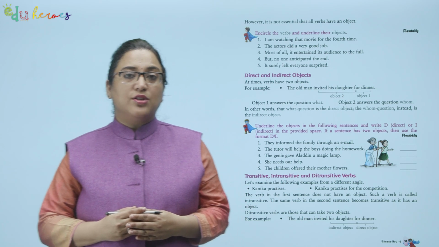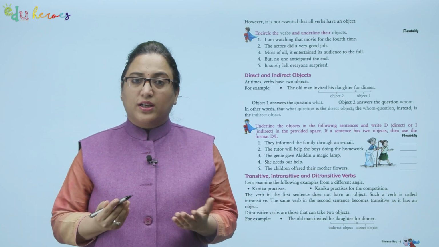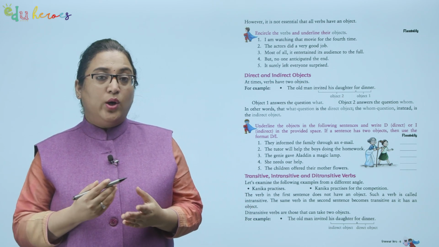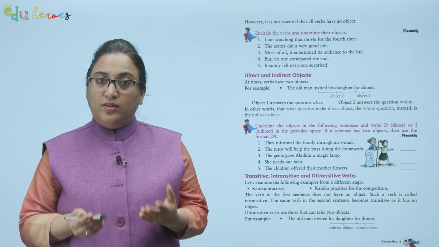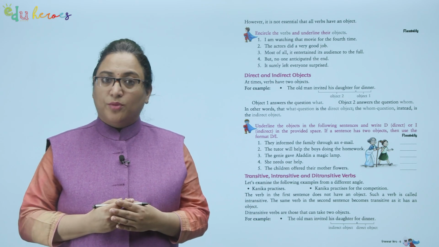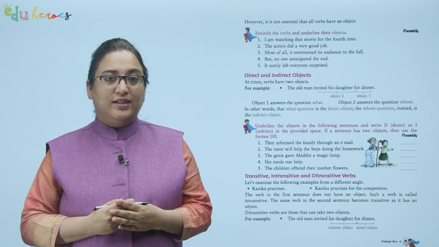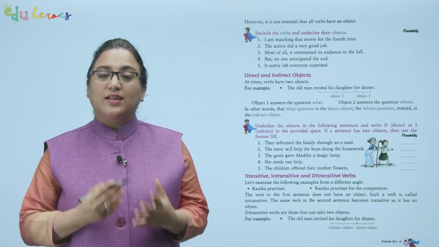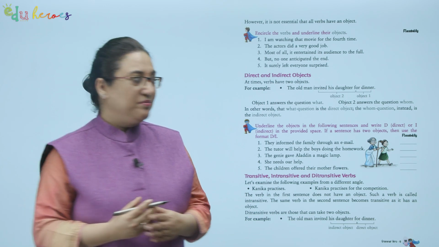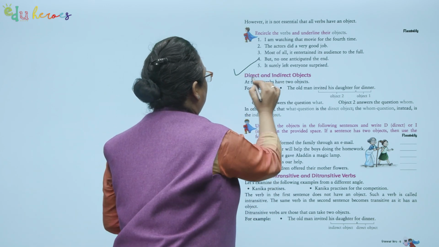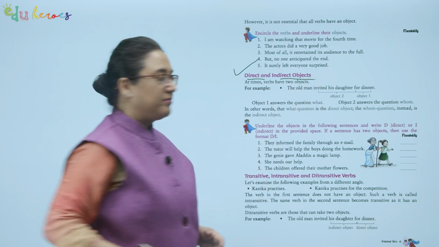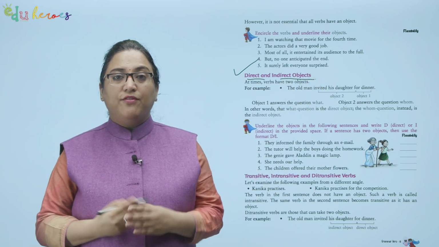However, it is not essential that all verbs have an object. In the following exercise, you must encircle the verbs and underline the objects. Let's study what are direct and indirect objects. So there are these two types. At times, verbs have two objects.